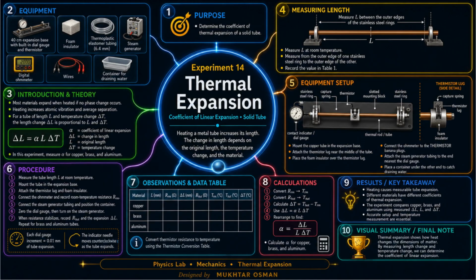Built-in dial gauge and thermistor. 2. Foam insulator. 3. Thermoplastic elastomer tubing, 6.4 mm. 4. Steam generator. 5. Digital ohmmeter. 6. Wires. 7. Container for draining water.